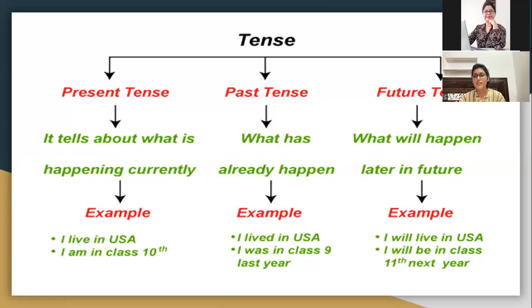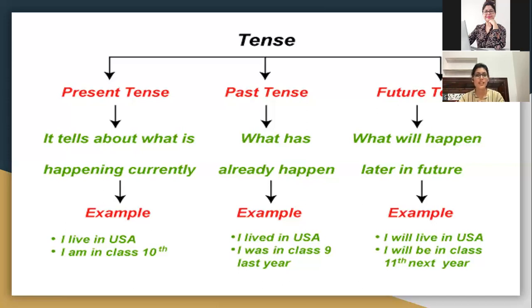And I will live in USA. I can write this example in this way: I live in USA in future, so it's a long way. So we use the verb will in future tense: I will live in USA. It's an example of simple future tense. And the other example, I will be in class 11th next year, uses will be.